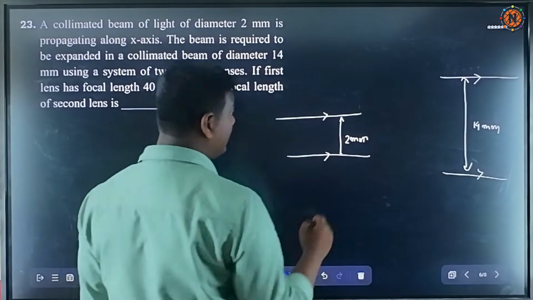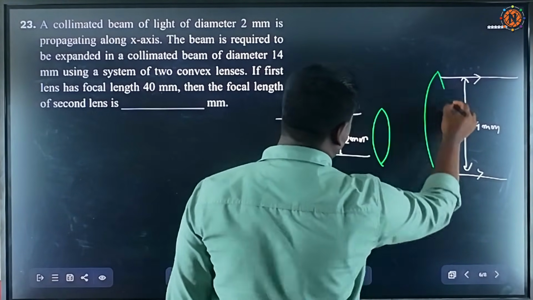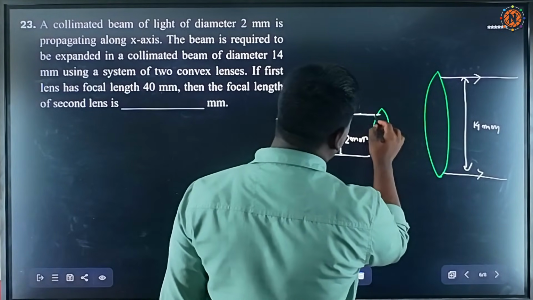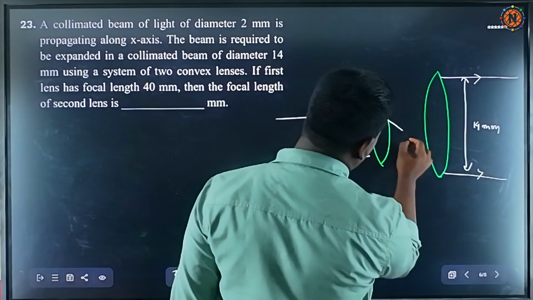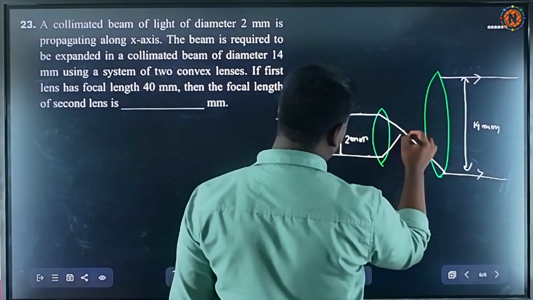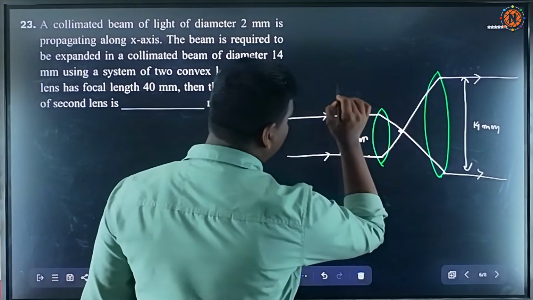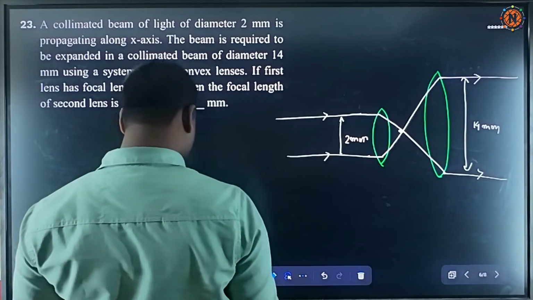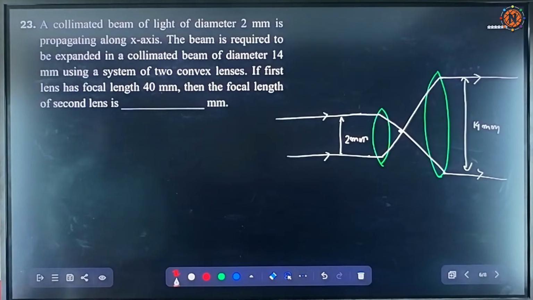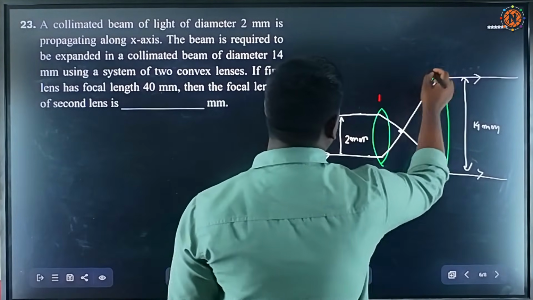Now we can consider two convex lenses like this. Now see what will happen. If parallel rays go, then it will pass to the focus. Yes or no? Now this will become its focal point. Now we need to find what? This is lens number 1. This is lens number 2.